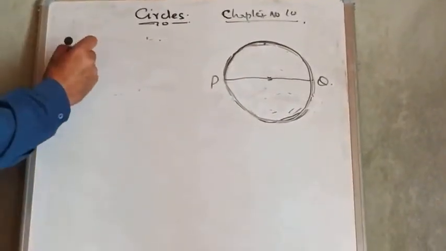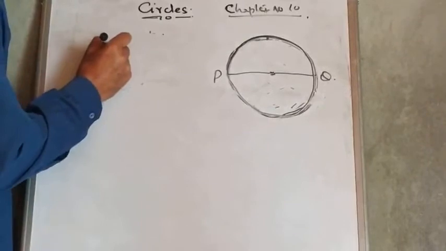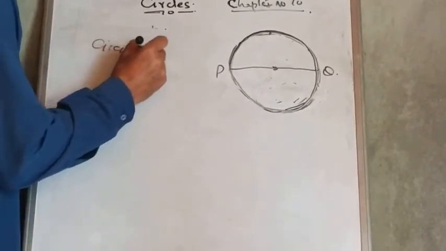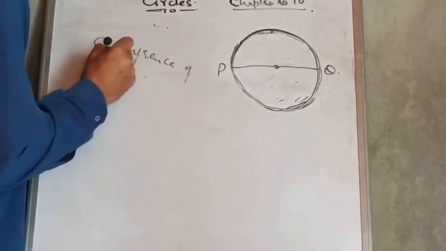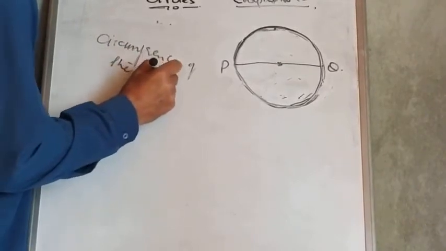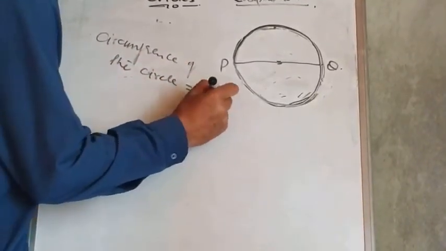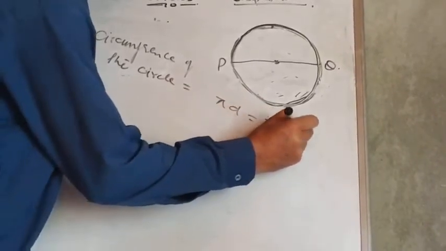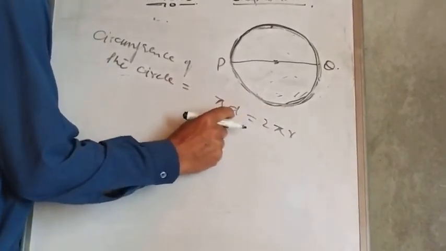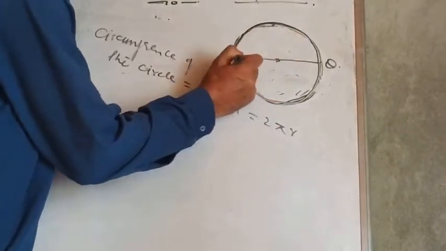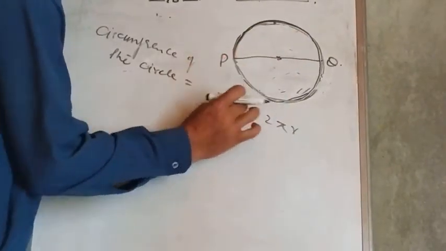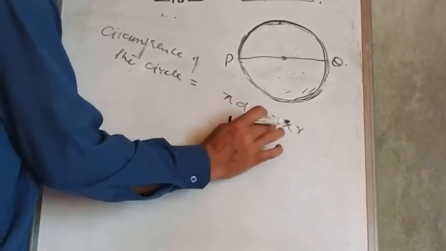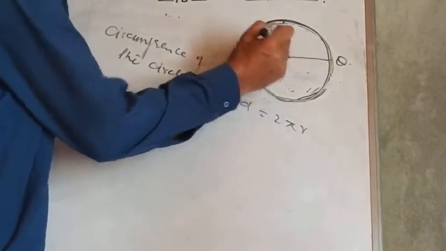This is called what? Circumference. This is very important. Circumference of the circle is given by pi d, or simply 2 pi r, because d is the diameter. Diameter is twice the radius, so 2r for diameter, and pi is here, so 2 pi r.